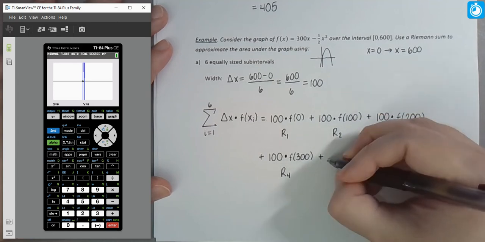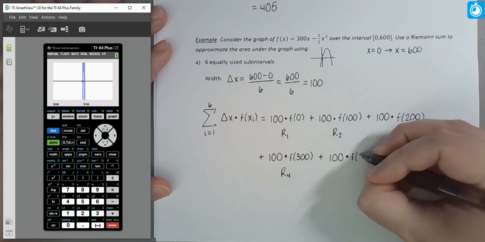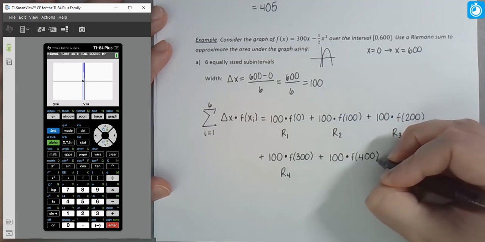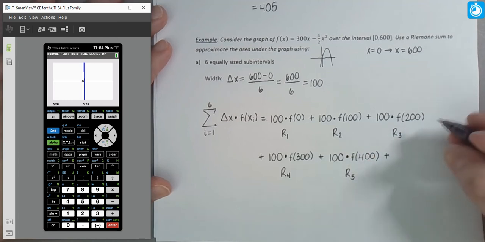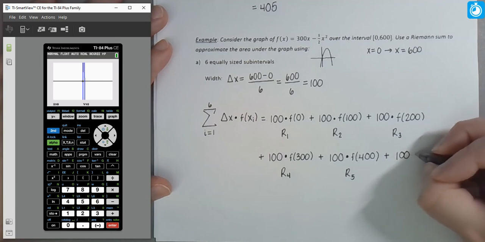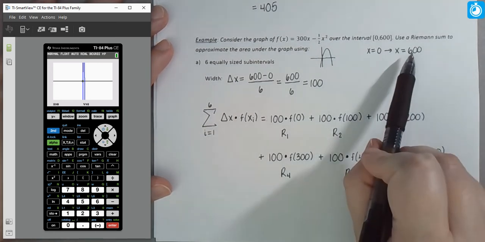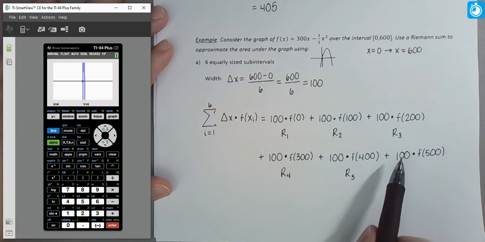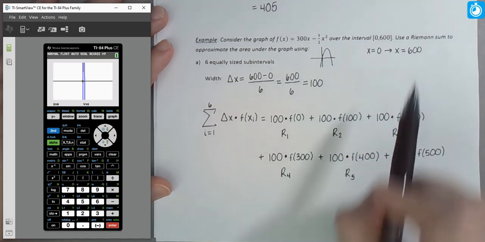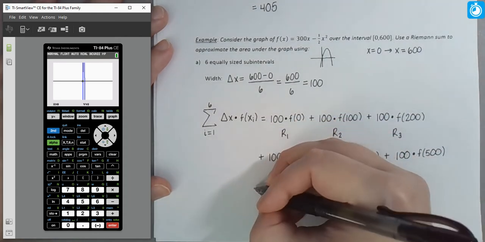And then you get the pattern. You can probably see where this is going. So our next x value is going to take us to 400. And we wanted 6 rectangles in total, so one more rectangle. The last rectangle is 100 units across, and its height is f of 500. And again, notice we don't get all the way to 600, but we're starting at x equals 500, going 100 units across, which would take us to 600. So we do cover the whole span from 0 to 600.